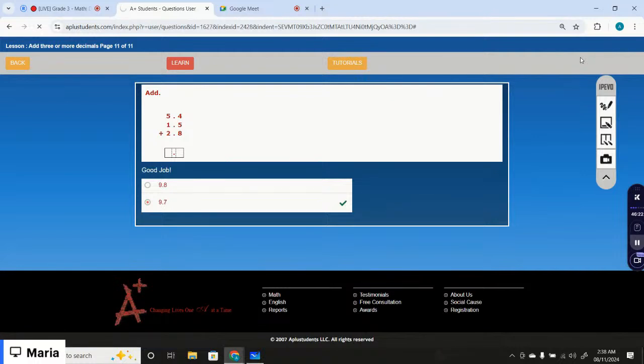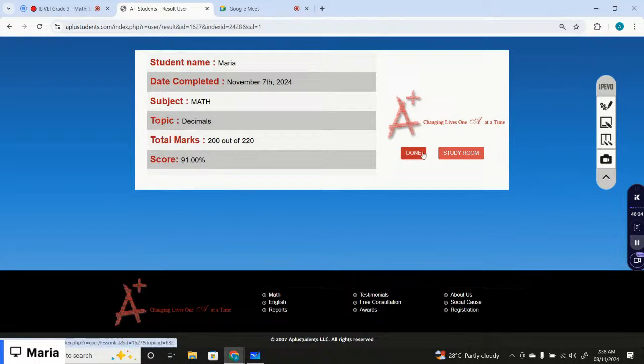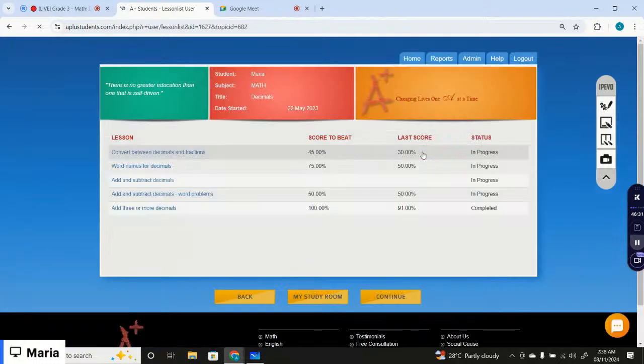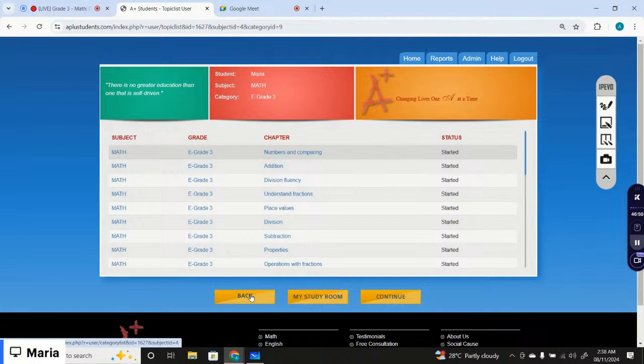Okay, we are done with the lesson. Also, we are done with the chapter. So basically, we were working on grade 3 math. The chapter we were working on is decimals. The lessons we have covered today are convert between decimals and fractions, then word names for decimals, and then we add three or more decimals, right? So please make sure before the next session you complete all the practice questions for the lessons we just did. That is your homework until next session.